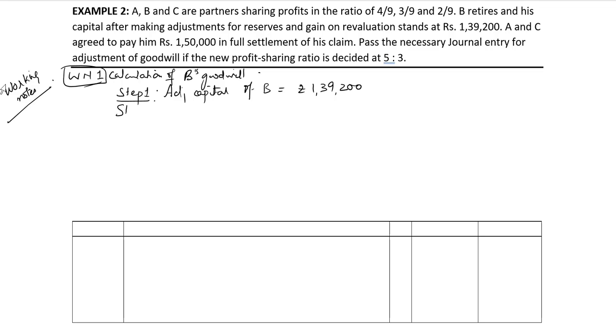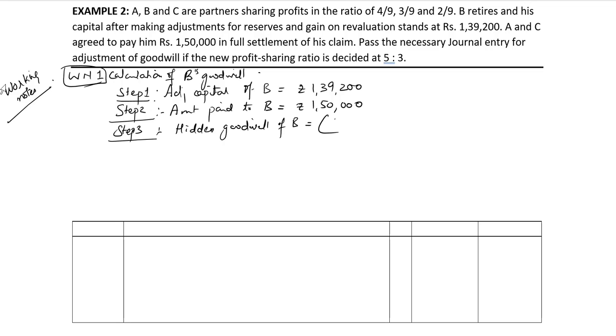Step 2 is to note down the amount which has actually been paid to partner B. It says here A and C agreed to pay him rupees 1,50,000 in full settlement of his claim. So the amount which is paid to partner B is rupees 1,50,000. And step 3 is hidden goodwill of partner B. We need to take the answer of step 2, which is 1,50,000 rupees, and deduct the answer of step 1, which is 1,39,200 rupees. So we get 10,800 rupees as the hidden goodwill of partner B.